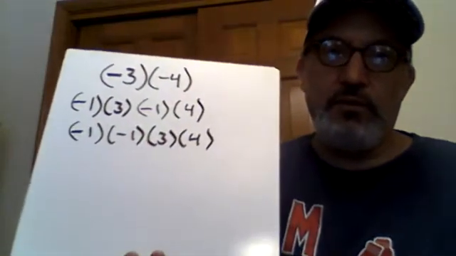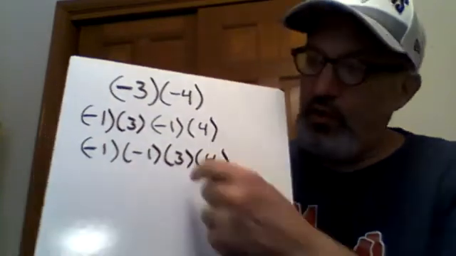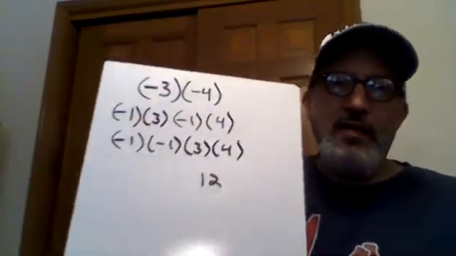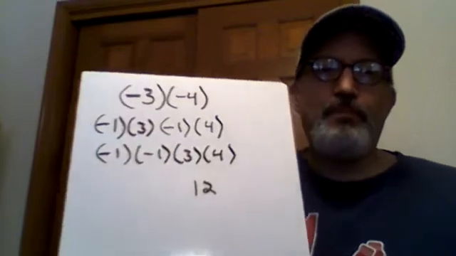How about negative 1 times negative 1 times 3 times 4? Well, we can do the 3 times 4 first. We can jump up ahead to these two. That, of course, is 12. But now, what about negative 1 times negative 1?